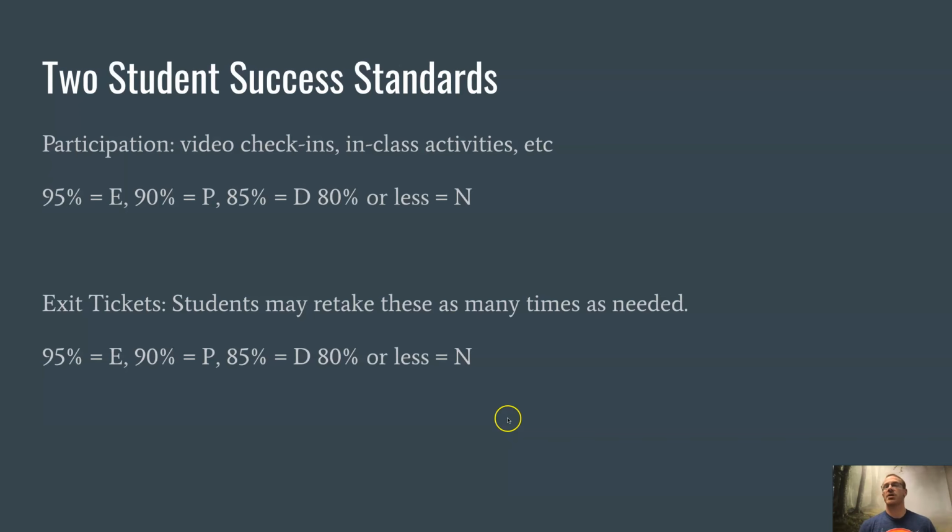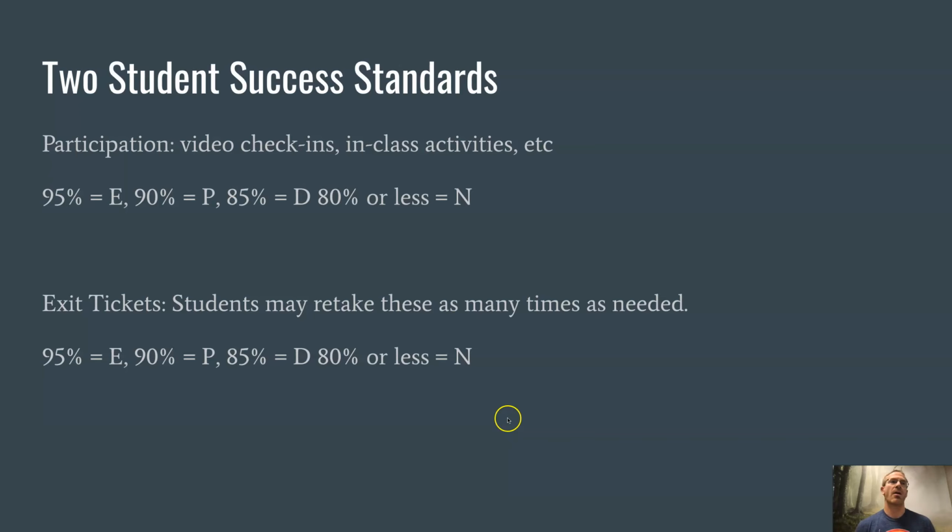Now, in order to earn an expert grade, which is the highest grade, they need to have a 95% within that category. So we want them participating. All right. To earn a proficient, they have to have a 90%, 85% for developing, and 80% or less is novice. So we really feel like if they're not participating 90% or more in our class with what we're doing, they're probably going to struggle academically. They're not going to learn the material in a way that's going to be conducive to them being successful.